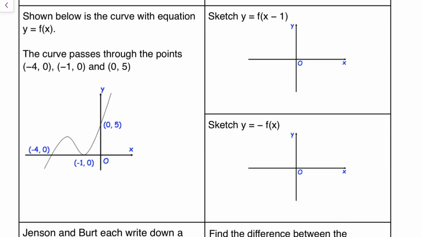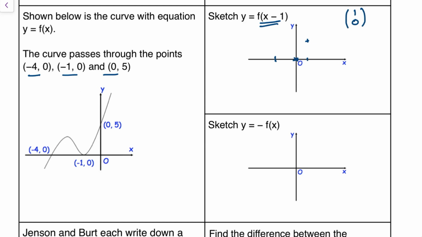Next question. Shown below is the curve with equation... it gives me a curve, actually it doesn't give me the equation, but it tells me it's y equals f of x. Then it crucially tells me some points. So what this question is effectively saying is, what is this transformation and what does it do to those points? The transformation adds 1 to all the x values and doesn't do anything at all to the y values. So my -4 becomes a -3, my -1 crucially becomes a 0, and my (0, 5) becomes a (1, 5), which is up here.